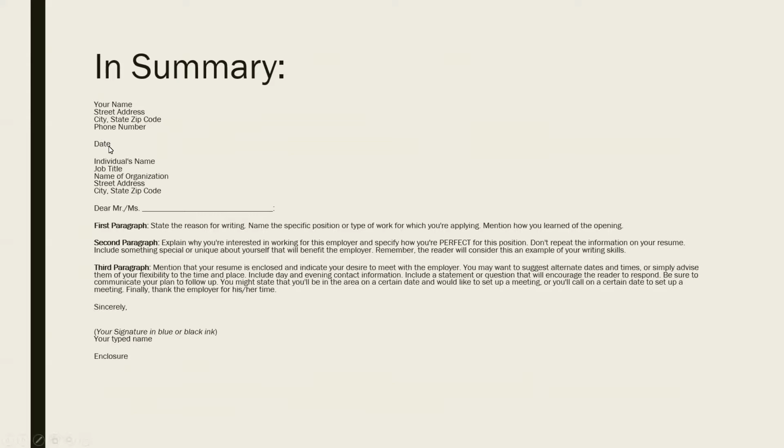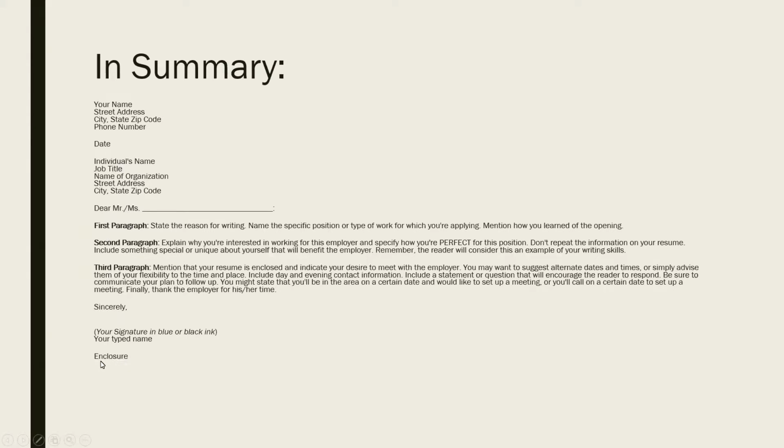Then a space, the date today, a space, the individual's name that you're writing to, their job title and the name of their company, and then their street address. So all of that goes together in one chunk. And then a space, and then you start your letter. Dear Mr. or Ms. So-and-so, first paragraph, second paragraph, third paragraph, sincerely, your name, okay?